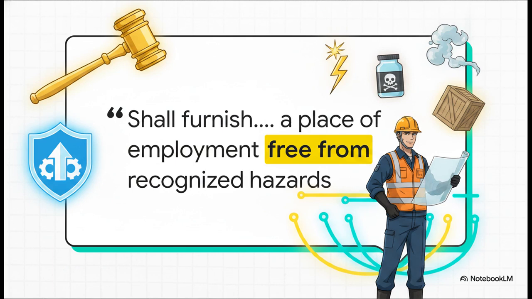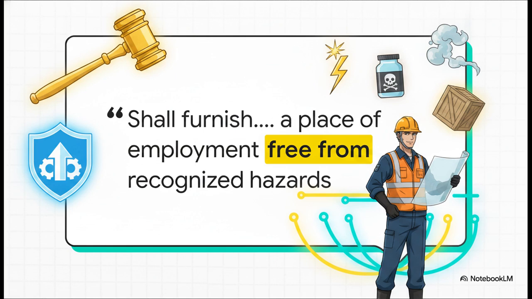This is where the ultimate safety net comes into play. The crucial point is embedded right here in the OSHA Act's General Duty Clause. Basically, if OSHA doesn't have a specific standard to address a hazard, employers are absolutely still responsible. The text explicitly states that each employer shall furnish a place of employment free from recognized hazards that are causing or are likely to cause death or serious physical harm.